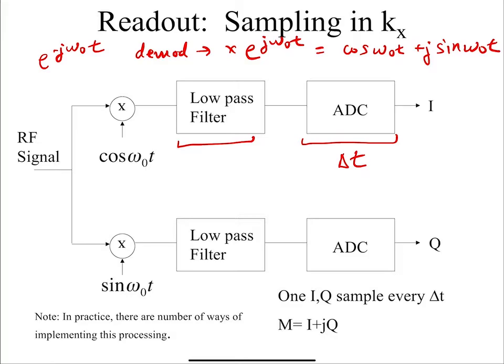Right? And then every time we sample it, we store that away. We store the real and imaginary number away. That's one point in k-space. The next sample is another point in k-space. Right?